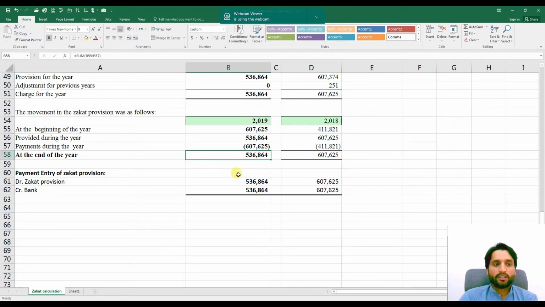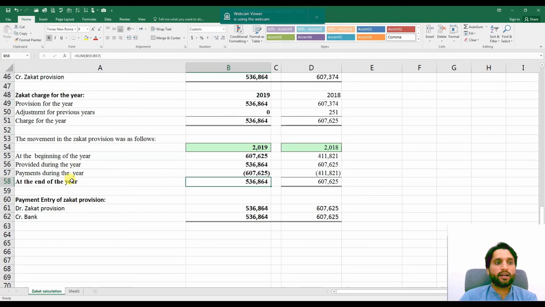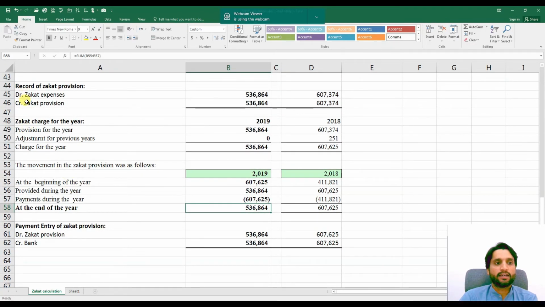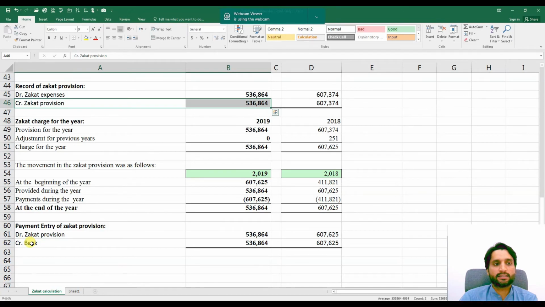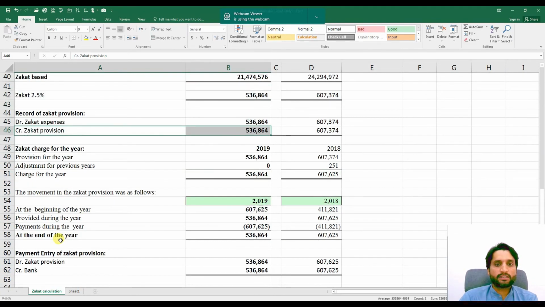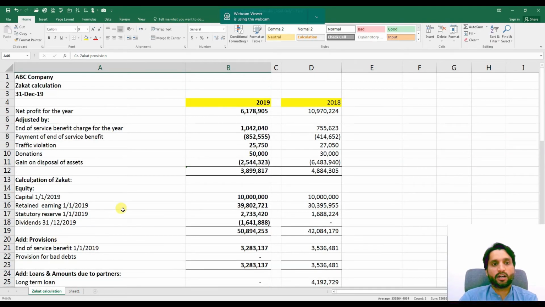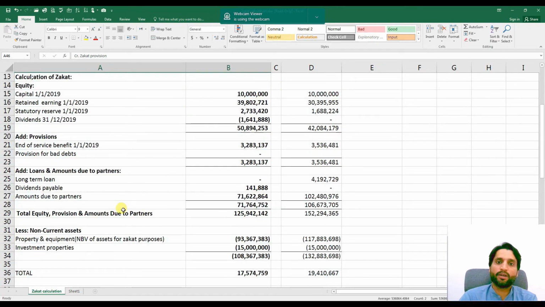So at the end of the year, we are with the value of 536,864. Now when we are going to pay this, what journal entry do we need to pass? Zakat provision debit and credit the bank. When we are paying, we are paying through the bank. Our bank is decreasing and zakat provision is debit because we made our provision credit. So the ledger balance of the zakat provision will be 0. So this is the zakat calculation according to the zakat department in Saudi Arabia.